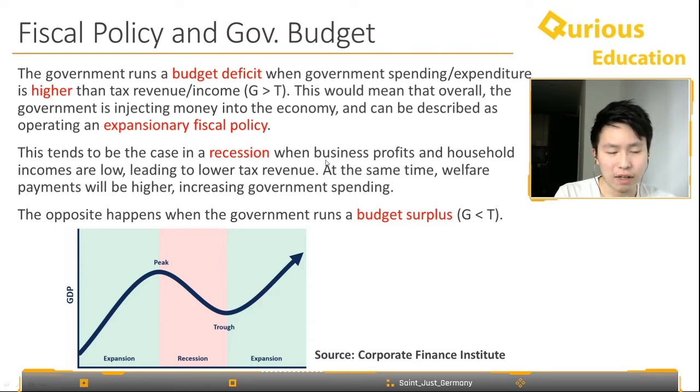Because of this ability to stimulate the economy, the government will want to stimulate the economy when the economy is in a recession, but not when the economy is in a boom. So if you're familiar with the economic cycle, normally we've got GDP on the left hand side, and then we've got the time period here.